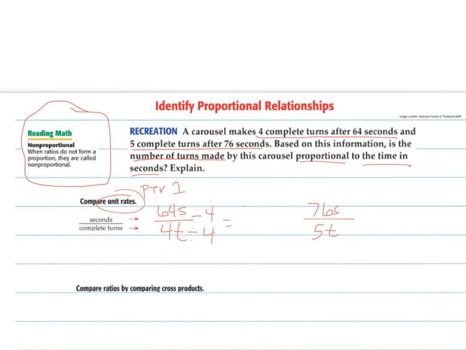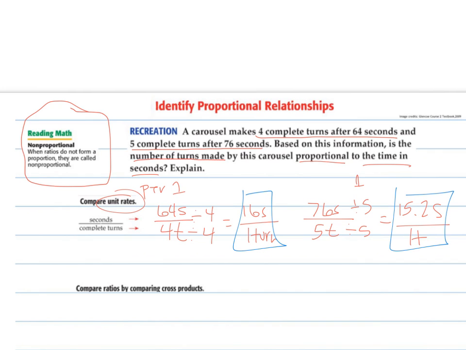What I get is 16 seconds for every 1 turn. If I divide this by 5 to find the unit rate with a denominator of 1, what I get is 15 2/10 seconds for every 1 turn. Because these two unit rates are not the same, these are not equal, so they are a non-proportional relationship.